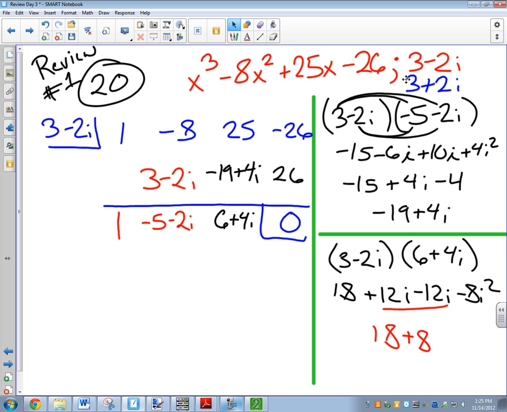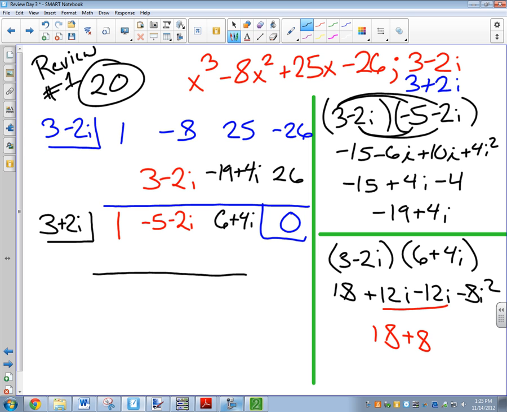Once I've done 3 minus 2i, what am I going to do next? 3 plus 2i, I'm dividing with the other one. I'm setting it up. What am I going to get in the end? 0. Bring down my 1. Multiply. I add. I get negative 2. I multiply. Negative 6 minus 4i. I get 0 in the end.